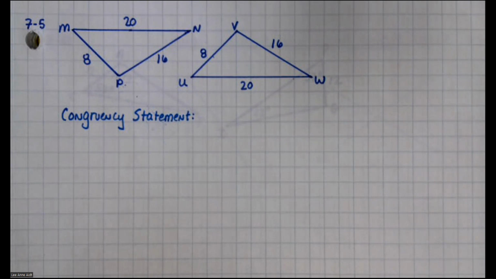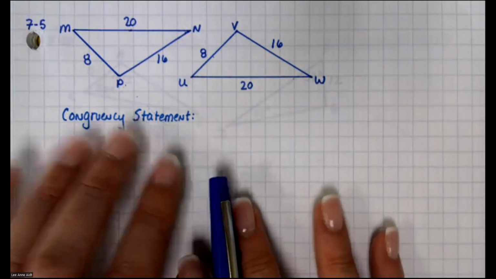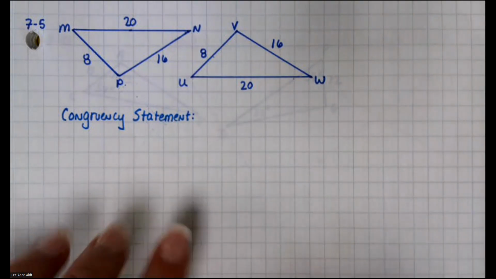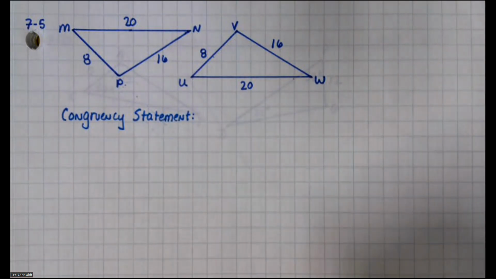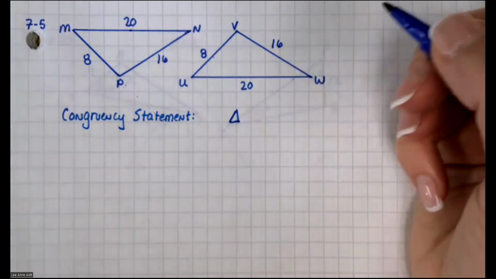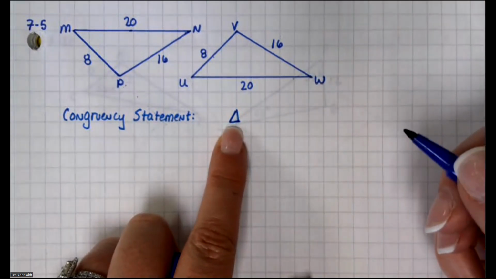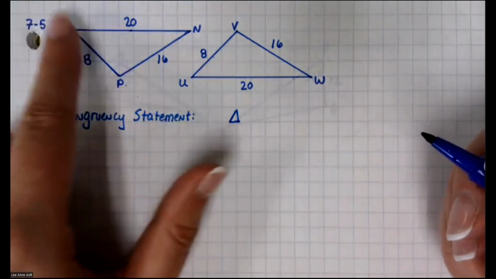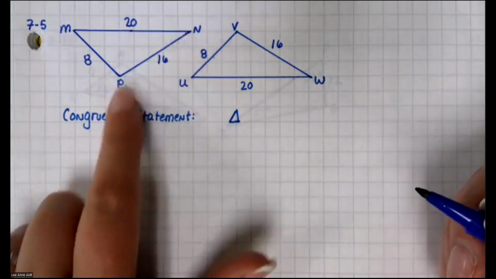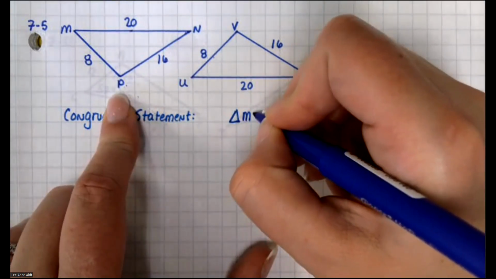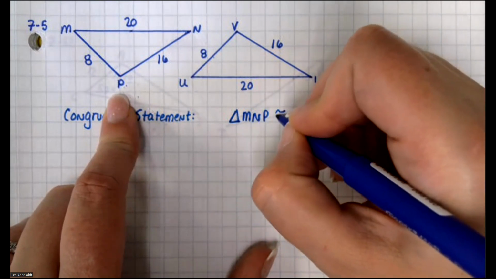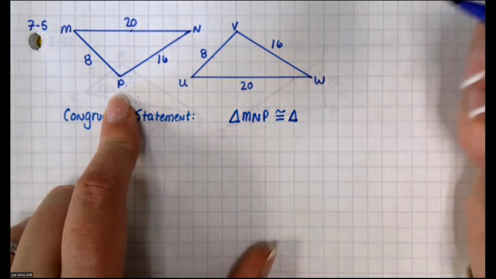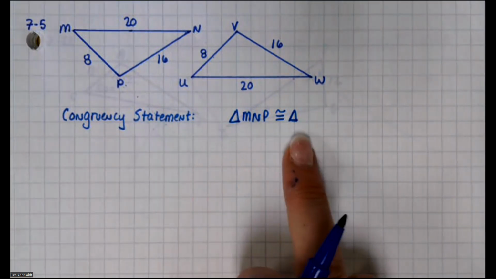Okay, now the only thing we're going to do for this problem is write what's called a congruency statement. A congruency statement does two things. It says that shapes are exactly the same shape and size, and it lines up the letters. So this is the symbol for triangle. I'm going to go in alphabetical order on the first triangle, so I'm going to go M, N, and P. And then I write is congruent to triangle. So triangle MNP is congruent to triangle.